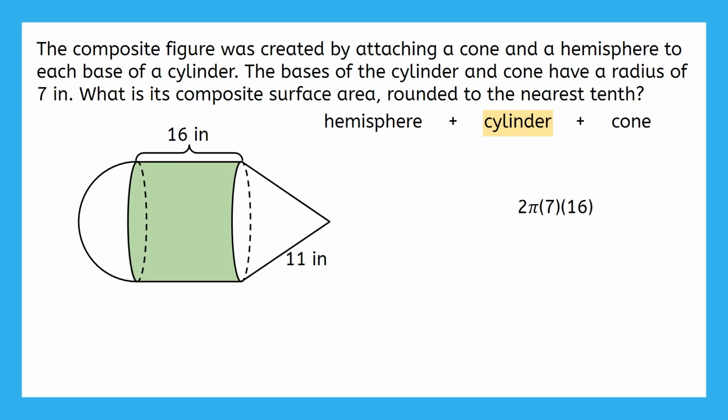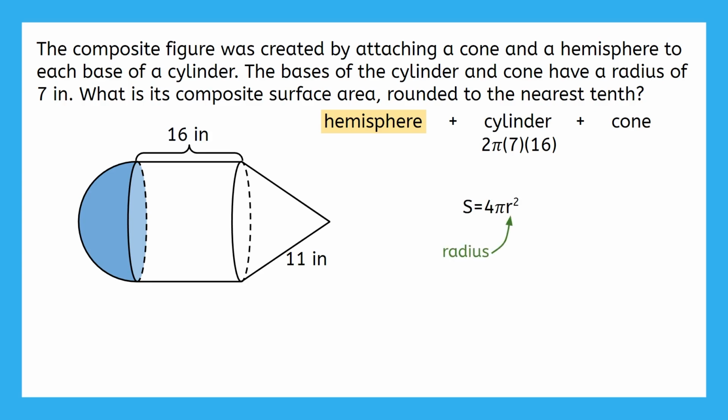Like always, we're going to wait to put this into our calculator until the very end. So for now, I'll tuck it away up here for safekeeping. Now let's take a look at our hemisphere. The formula for the surface area of a whole sphere is 4 pi r squared, where r is the radius of the sphere. But we don't have a whole sphere in this composite figure.